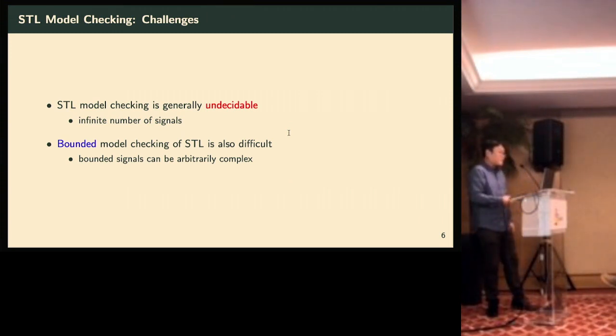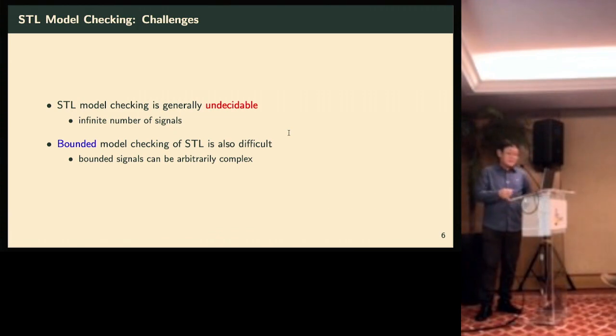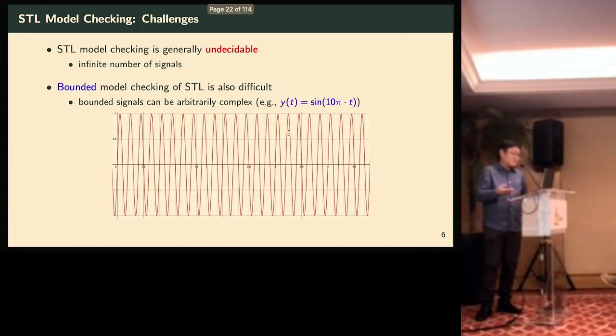The second one is that bounded model checking of STL is also difficult, because a bounded signal can be arbitrarily complex. For example, given any fixed duration of interval, we can give arbitrarily complex behavior. For example, by increasing this number 10 to 100 or 1,000, we can have very complex, arbitrarily complex behavior.